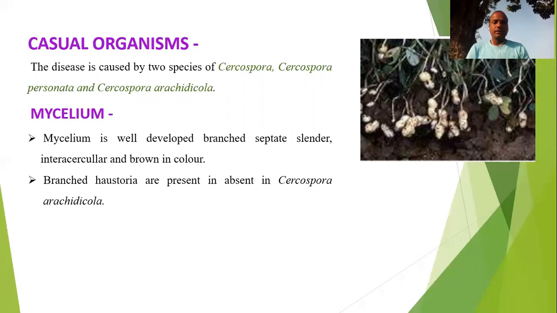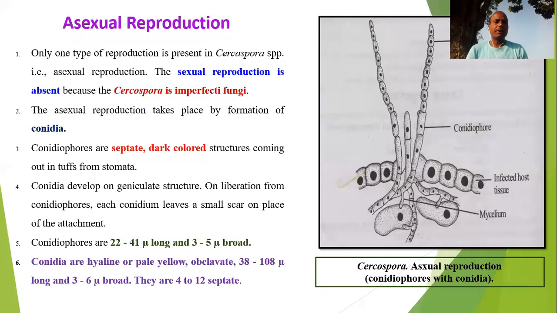Then, the branched haustorium is present or absent? It is absent in Cercospora personata. Haustorium means what? Haustorium is one type of food-sucking organ. It is a knot-like structure. The haustorium is present on the surface of the leaf. With the help of the haustorium, the fungus sucks food from the plant and provides it to the entire thallus. That is a simple explanation regarding the mycelium.